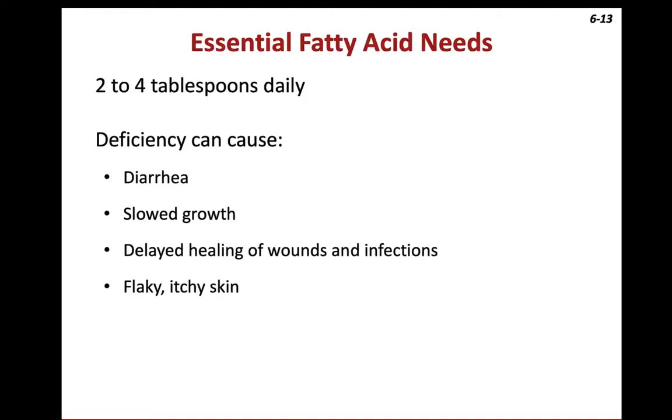Now, if we're looking at how much we need with regards to essential fatty acids, we're talking about 2 to 4 tablespoons daily. Now, if we're looking at a deficiency, things that might happen are diarrhea, a slowing of growth, delayed healing of wounds and infections, flaky, itchy skin, because once again, essential fats are necessary.